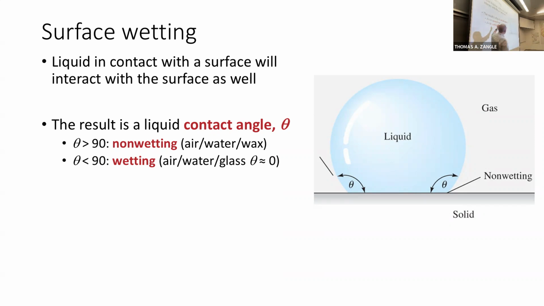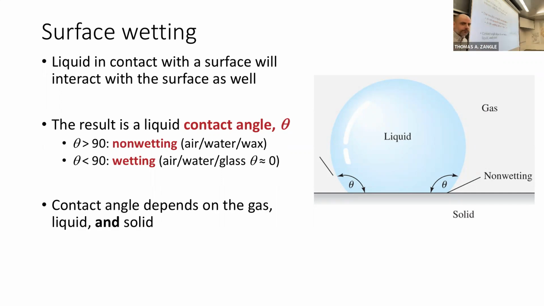If theta is less than 90 degrees, we define it as wetting. So for example, on really clean glass, if you apply a drop of water, it spreads out. It's actually one way to tell how clean glass is. This depends on the gas, liquid, and solid. So surface tension depends on both the gas and the liquid, but the contact angle depends on all 3.